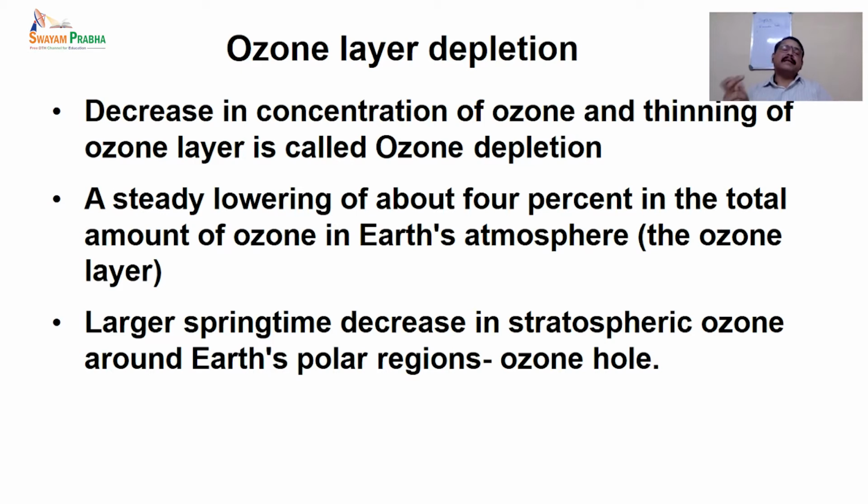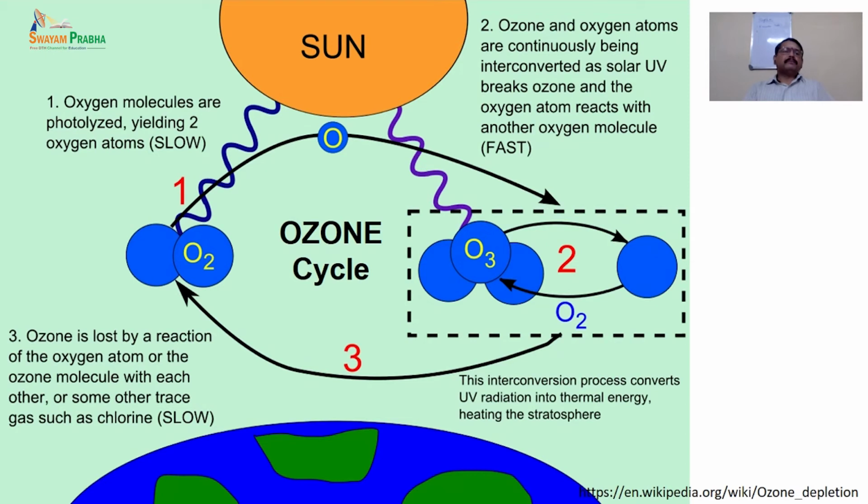So that is the reason they call it the ozone hole. The stratospheric ozone in the Earth's polar region decreases during the springtime, so they popularly call it the ozone hole. The total amount of ozone in the Earth's atmosphere is gradually deteriorating, and that we call ozone layer depletion.